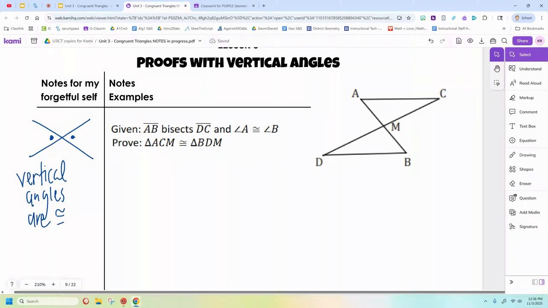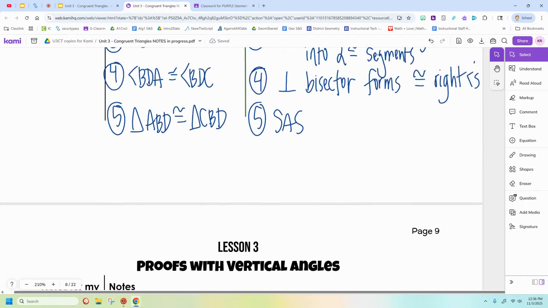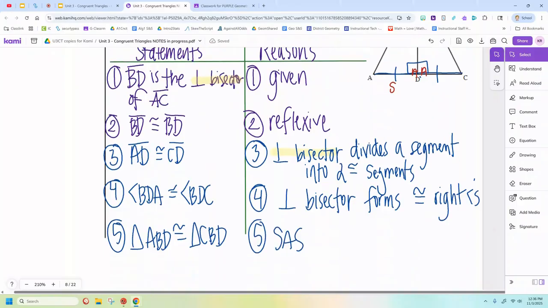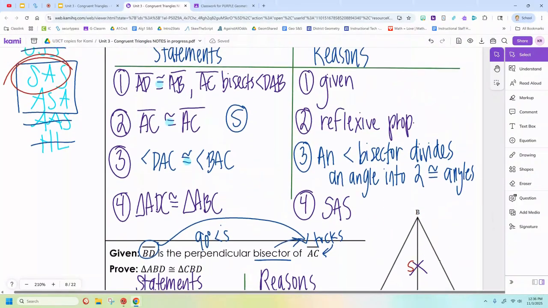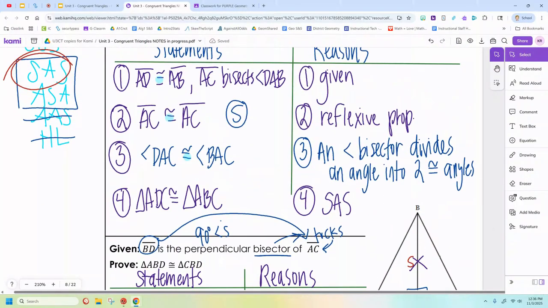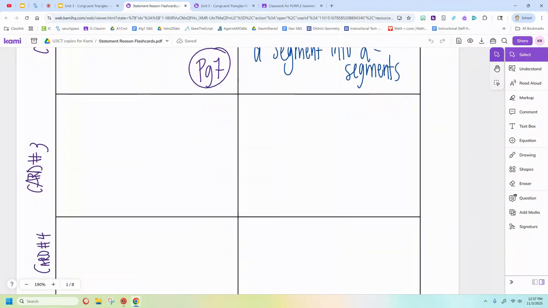Okay, so let's just backtrack. How many clean 3x5 cards do we need? 1, 2, you can do everything for bisector on that. 3. We need three 3x5 cards out of your packet. Okay, let's get that done. All right.